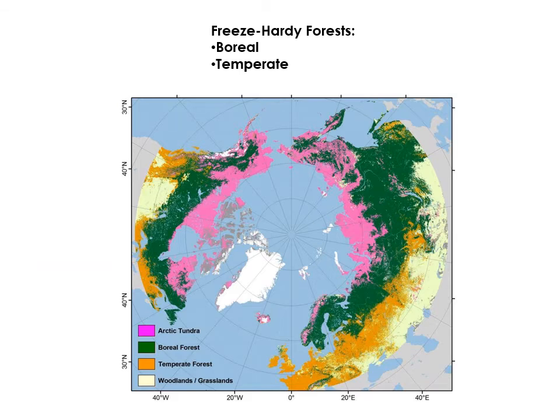So in the next video, I'm going to talk about the two really broad types of forests that we have in North America: the freeze-hardy forests, trees that can survive winter. Those are the boreal forests and the temperate forests. You can see them on this map. The boreal forest is the green, the temperate forest is that orange or brown color. So we'll talk about those in a little bit of detail and talk about some of the species and some of the genera that you find in those forests.